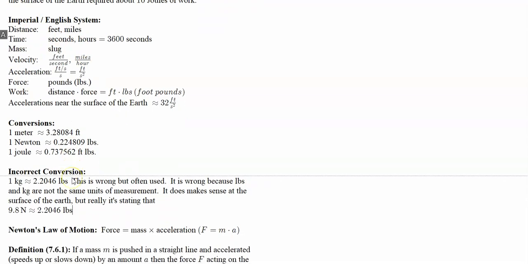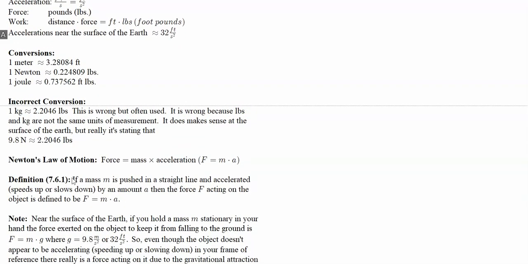Now keep in mind, here are some conversions that we have down here. So for example, 1 meter is about 3.28 feet. 1 newton is about 0.2248 pounds. 1 joule is about 0.737 foot-pounds. So those are conversions for some units between the metric and imperial system.